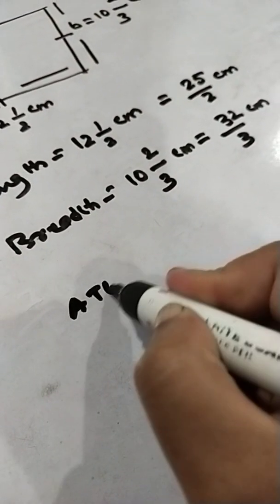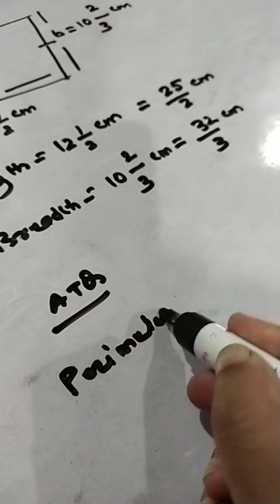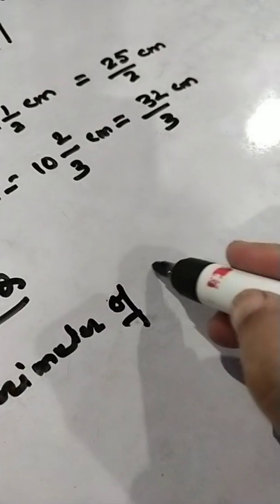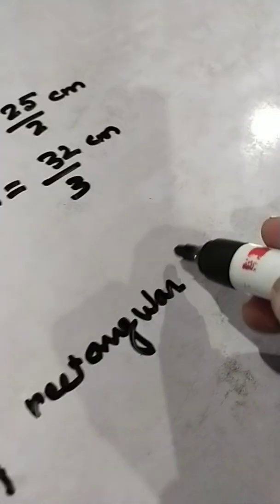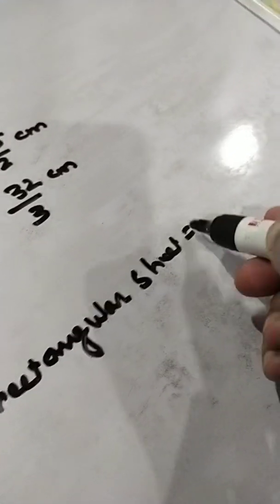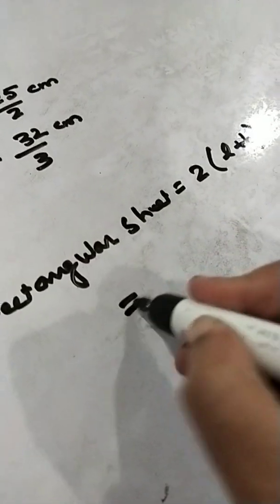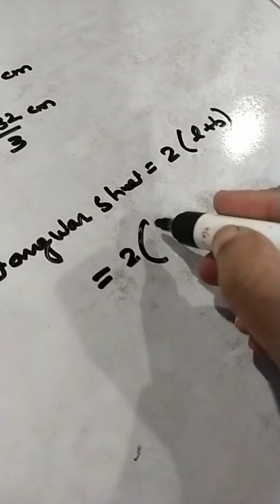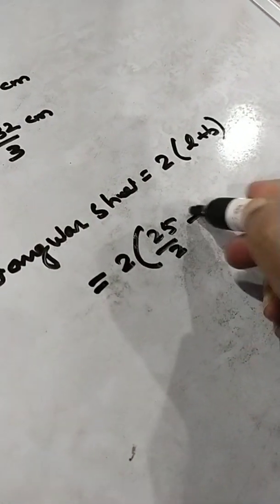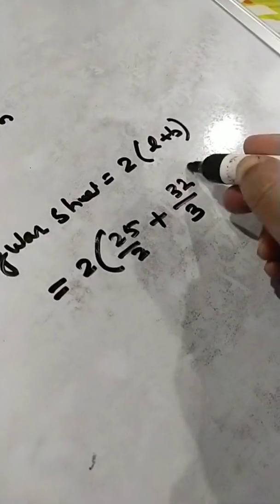Now according to the question, perimeter of rectangular sheet would be equal to 2 into length plus breadth. I hope everyone knows this formula. This is a very familiar formula. Now in place of length, we'll put the value, that is 25 by 2, and in place of breadth we'll write the value as 32 by 3.